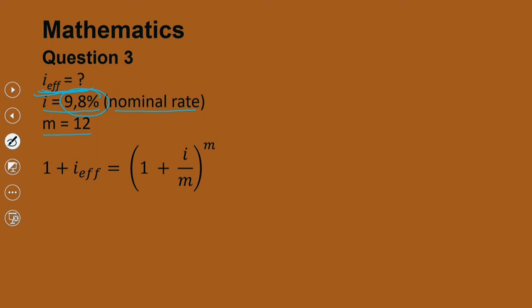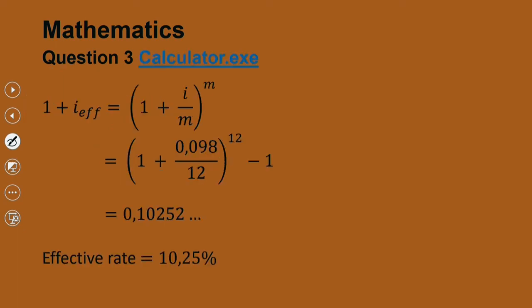Now, what formula are we going to use? We need to use the formula that is 1 plus i effective equals 1 plus i, this is actually i nominal, right? Over m, which is our period. And everything, remember, everything that is in the brackets to the power of m. Now what are we going to do? We're going to substitute this information into the equation. Let's do that.